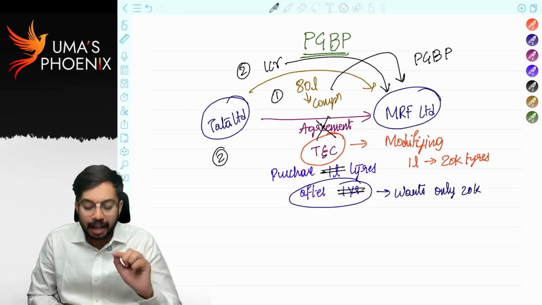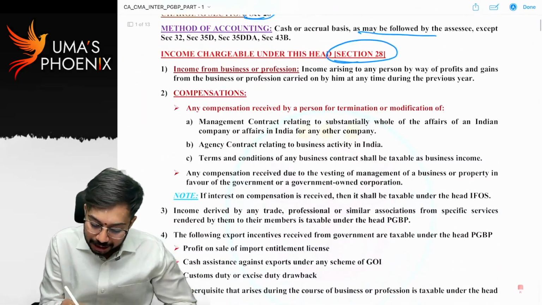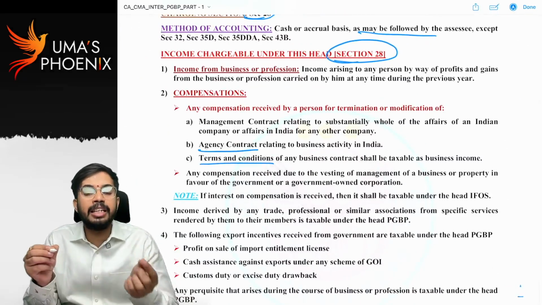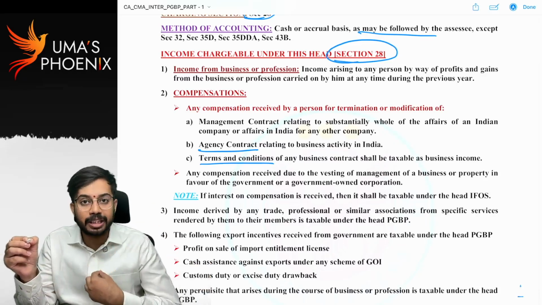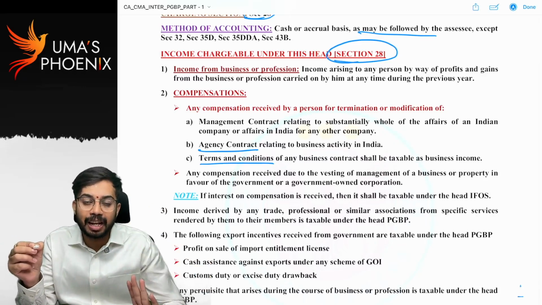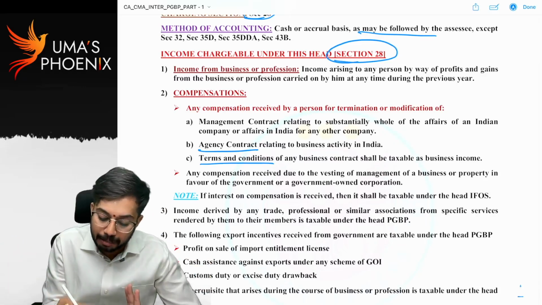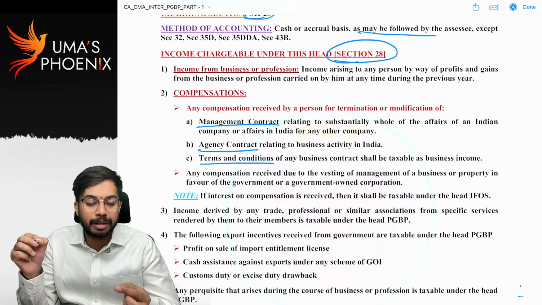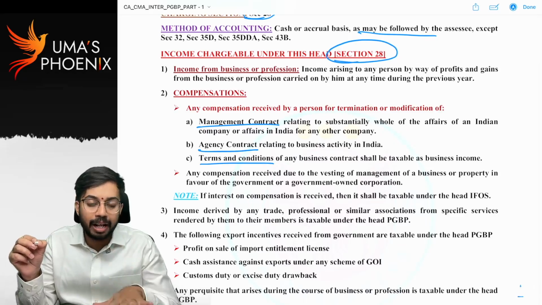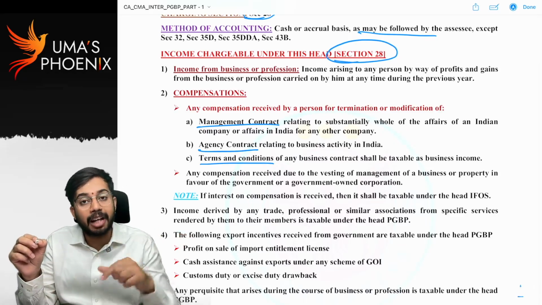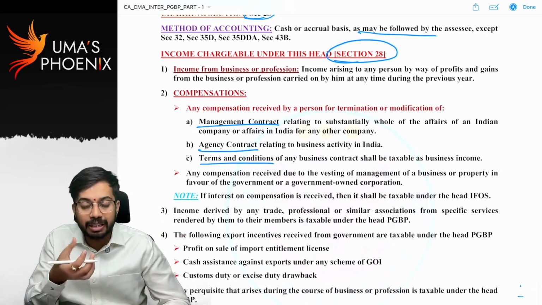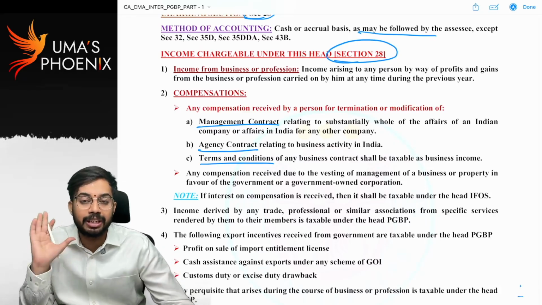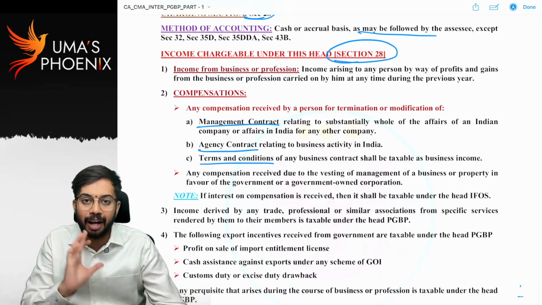Now I explain the case of agency contracts. If any agency contract is either terminated or modified, and for that any compensation is received, even that compensation is taxable under the head PGBP. Next, management contract. With regard to a management contract also, if it is modified or terminated, and any compensation is received for it, then in the hands of the recipient, such compensation is taxable under the head PGBP. Are you able to understand?